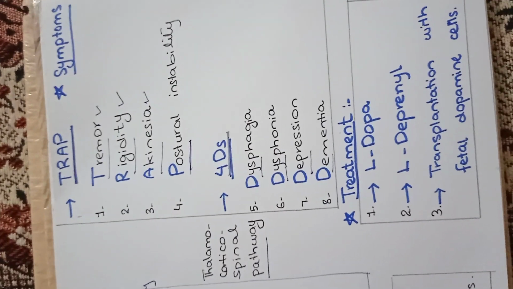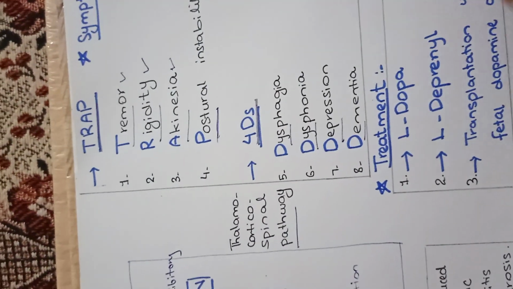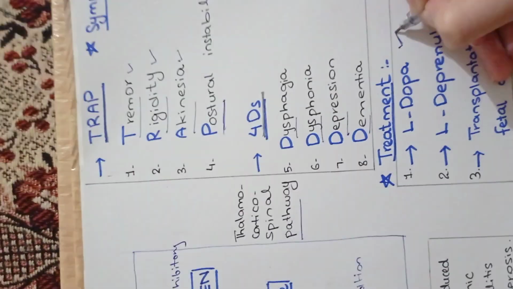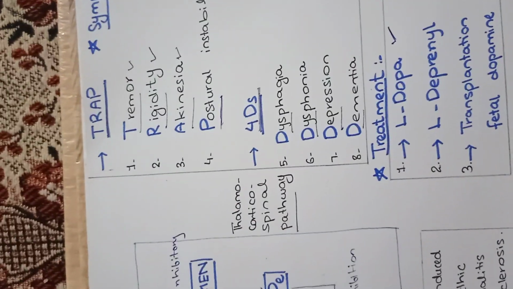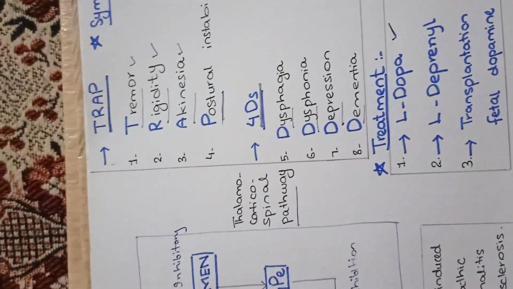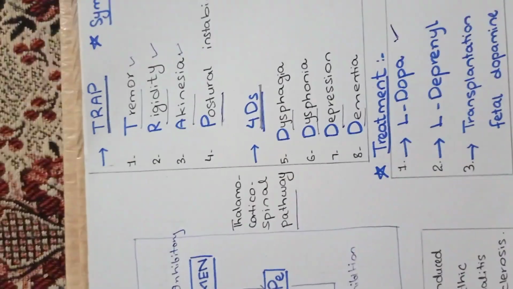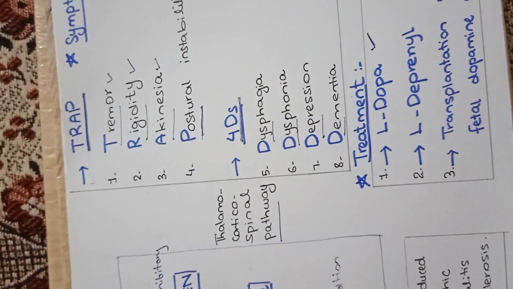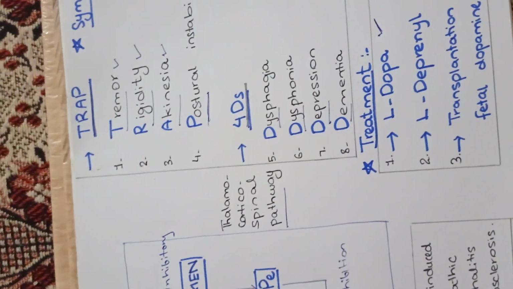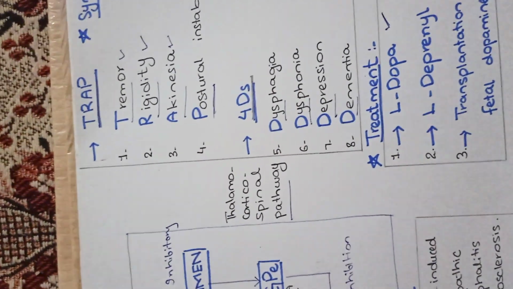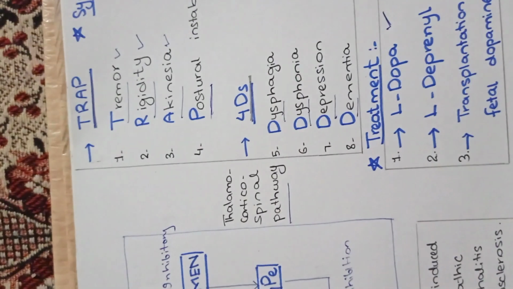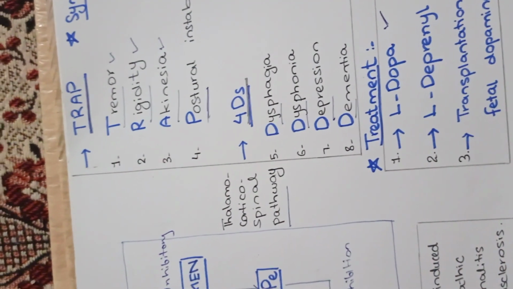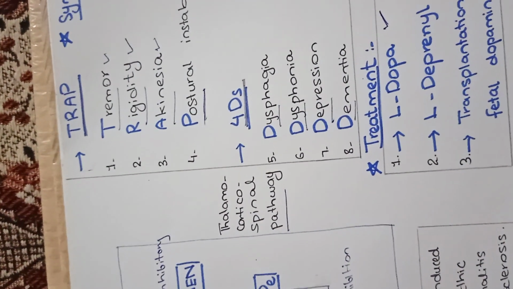Lastly, the treatment of Parkinson's disease. First of all, L-Dopa. L-Dopa is administered to patients with Parkinson's disease. The L-Dopa is converted to dopamine in the brain. Now the question arises, why is dopamine itself not used? Because dopamine has a molecular structure which cannot pass through the blood-brain barrier, and L-Dopa can pass through the blood-brain barrier.